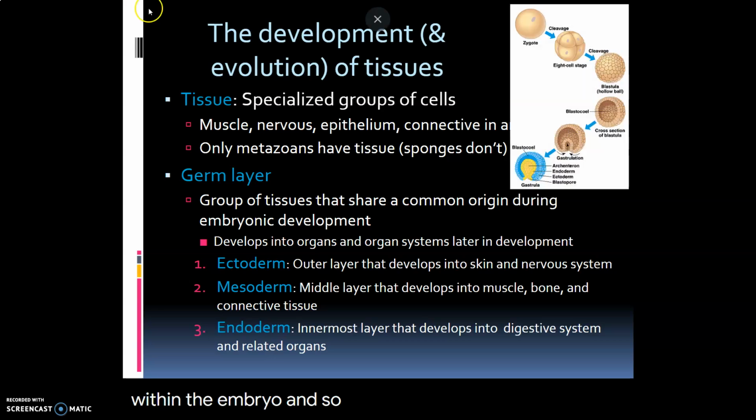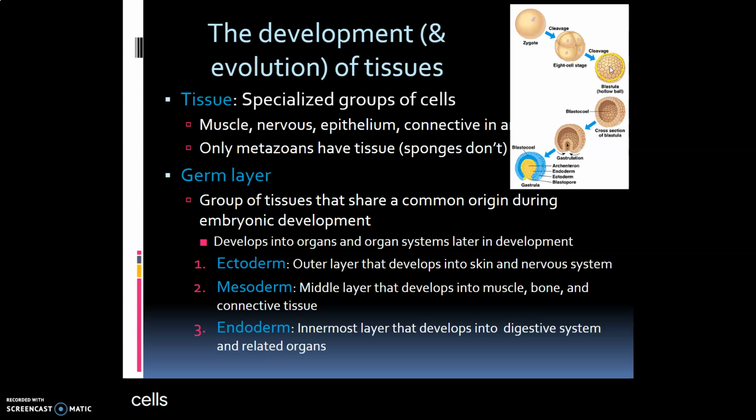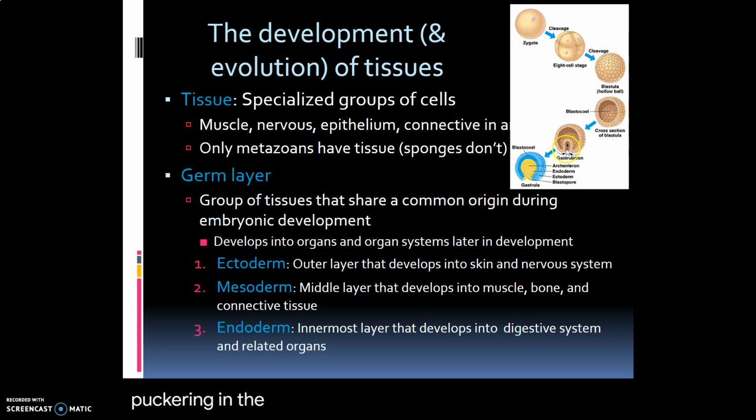And so you can think of it this way. Here's your zygote, the single-celled diploid thing after fertilization, and then it becomes the embryo. And there's a lot of detail here that you do not need to know. If you study embryology, you'll learn all of this in detail, but it divides: 2 cells, 4 cells, 16 cells, keeps going. Eventually, it becomes a hollow ball of cells. And then it starts a process of what's called invagination, or puckering in. The cells start to push into the hollow chamber.